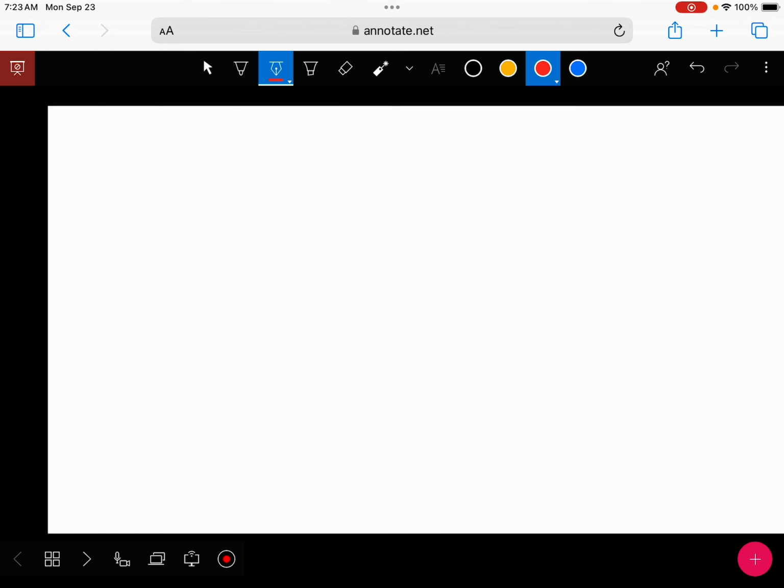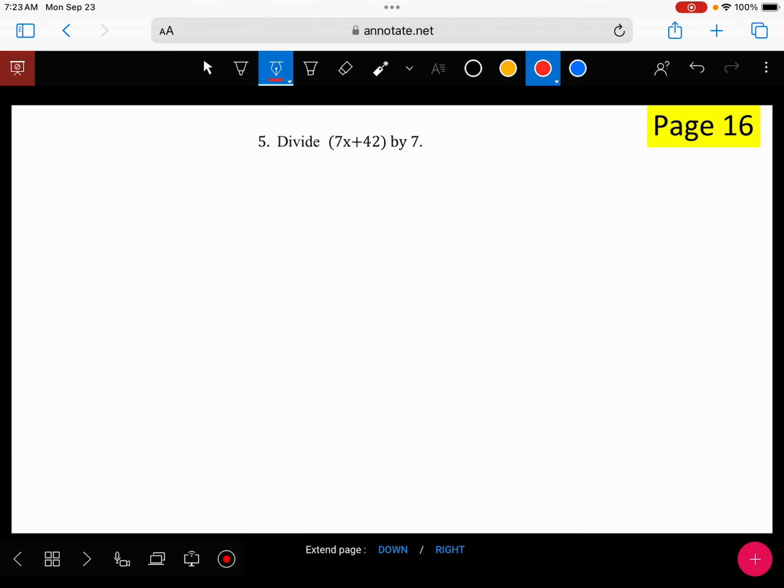All right. So in your note packet, we're going to skip a little bit. Let's go to page 16 in your note packet. Last week we did addition, subtraction, and multiplication. And the last operation left is division. So we're going to do a little bit of division today, and then tomorrow we'll start long division with polynomials.